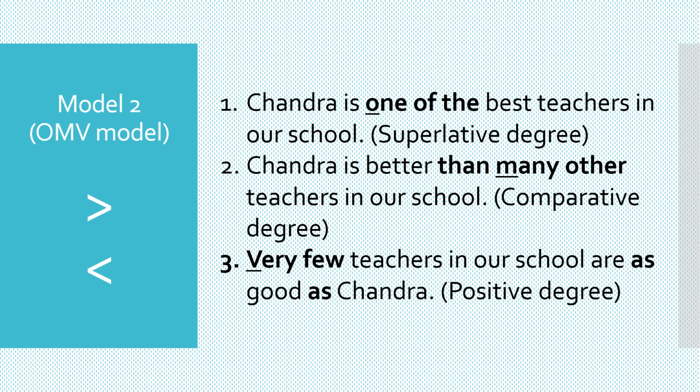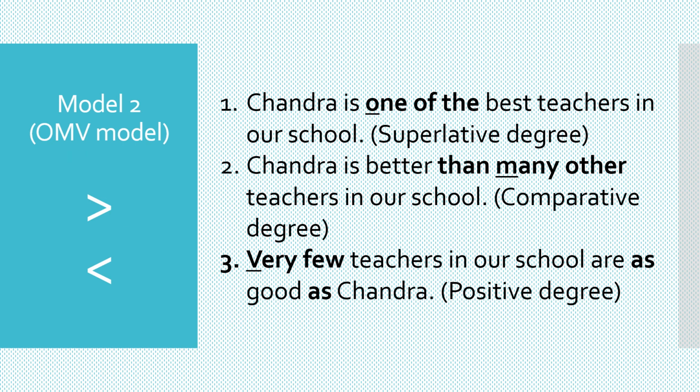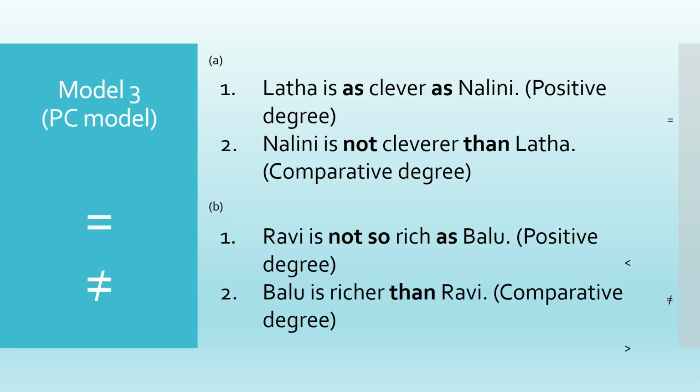So similarly to the first model, you need to keep the boldened words in mind when you convert from one degree to another without changing the meaning of comparison in this model. In the first model, it was the first one. In the second, we compare one singular noun with a plural noun. So that makes the comparative model, that is model 2.